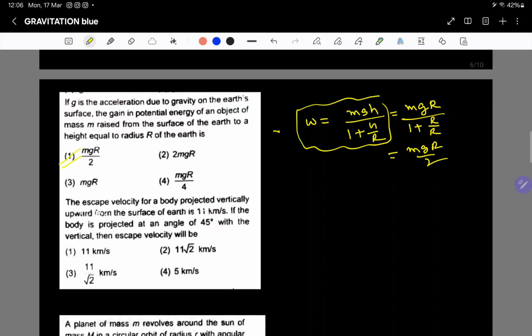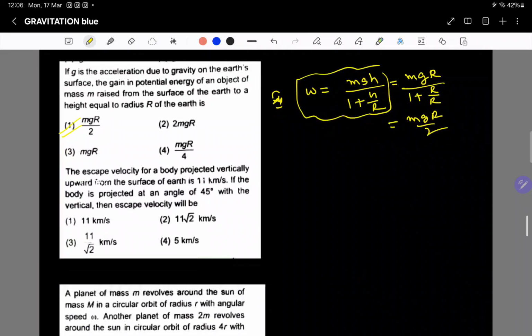Next, g is the acceleration due to gravity on the earth's surface. Gain in potential energy, work done W equals, as I told, mgh by 1 plus h by R. If m is raised from the surface of the earth to height h equal to the radius of the earth only, it is mgR by 1 plus R by R, students. h equals R in this question. So that means mgR by 2, the first option. Easy, students. See, 2 questions are asked on this formula.